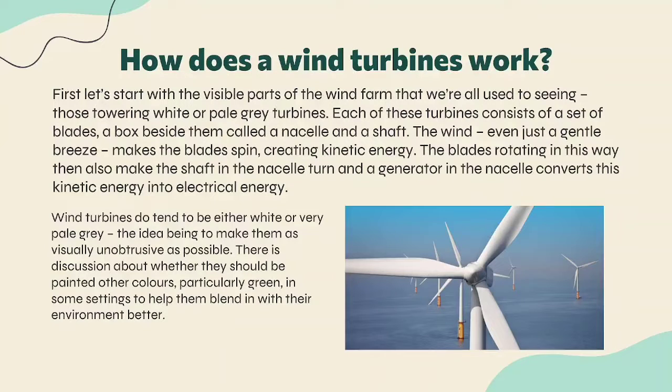Let's start with the visible parts of the wind farm that we are all used to seeing, those towering white or pale grey turbines. Each of these turbines consists of a set of blades, a box inside them called a nacelle, and a shaft. The wind, even just a gentle breeze, makes the blades spin, creating kinetic energy. The blades rotating in this way also make the shaft in the nacelle turn, and a generator in the nacelle converts this kinetic energy into electrical energy.